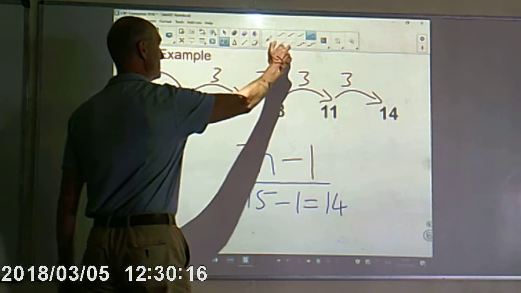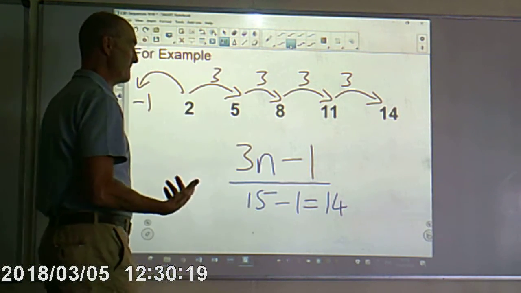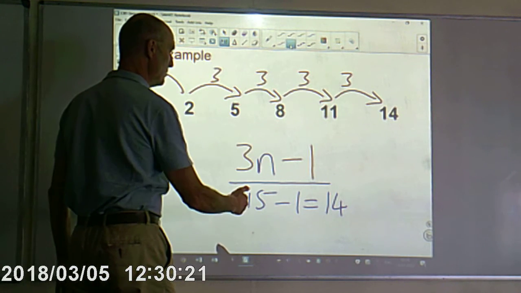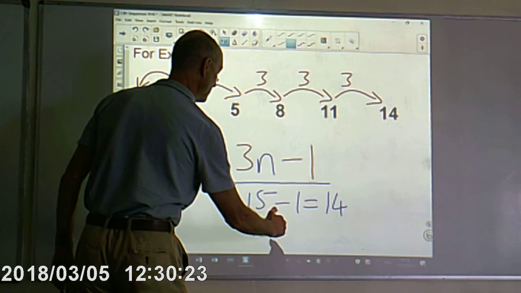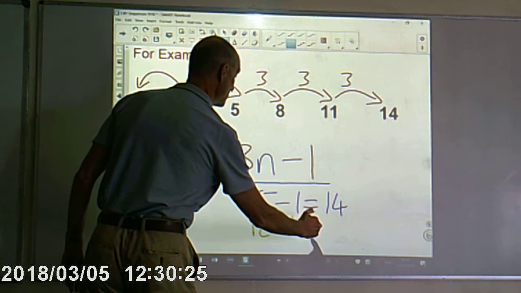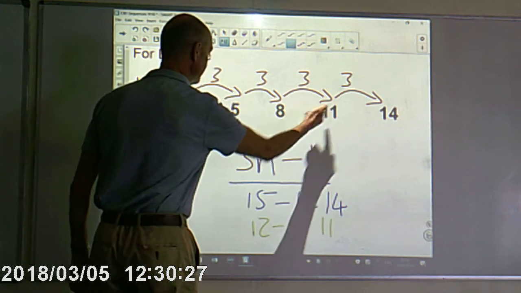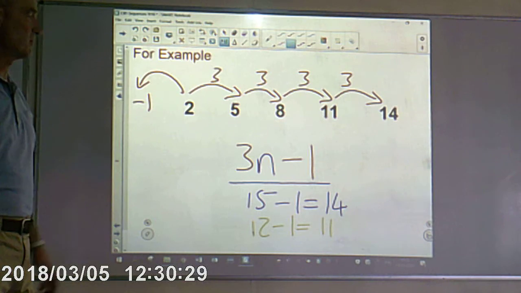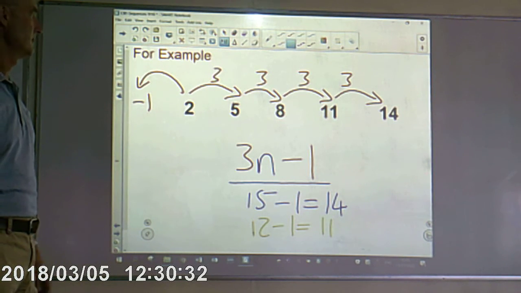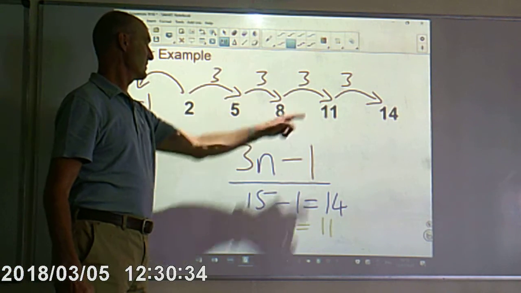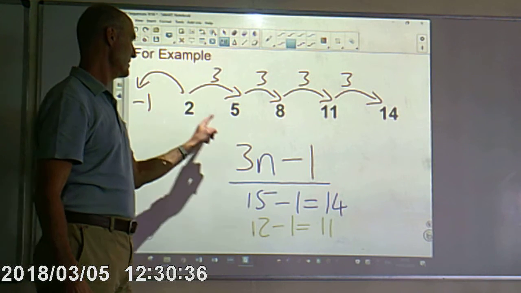So it works. Let's have a look what my fourth term would be. 3 times 4 is 12. Take away 1 gives me 11. Works again, doesn't it? That's my fourth term. Okay? Going up by 3 each time, so positive 3 each there.